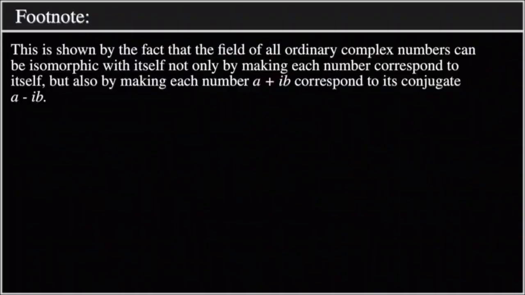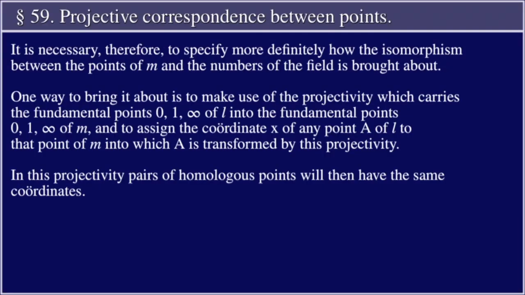Footnote: this is shown by the fact that the field of all ordinary complex numbers can be isomorphic with itself not only by making each number correspond to itself, but also by making each number, a plus ib, correspond to its conjugate, a minus ib. It is necessary, therefore, to specify more definitely how the isomorphism between the points of M and the numbers of the field is brought about.